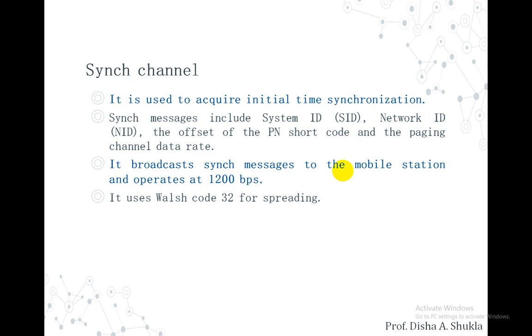It includes the system ID, the system that you are using, its ID, the network ID, the offset of the pseudo noise short code, that is the pseudo noise code that we are using, its offset, and the paging channel data rate. It broadcasts the sync message to the mobile station and operates at 1200 bits per second. It uses Walsh code 32 for spreading the particular code, that is the spread spectrum that we do.